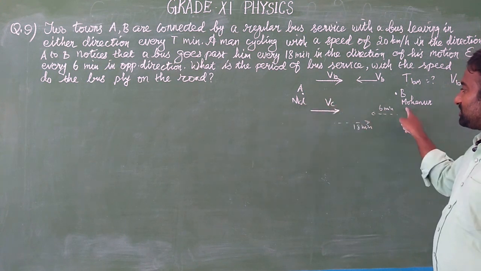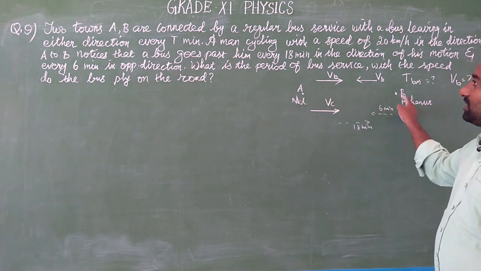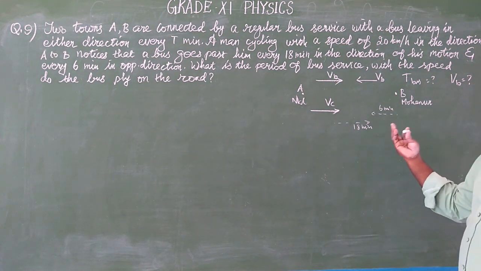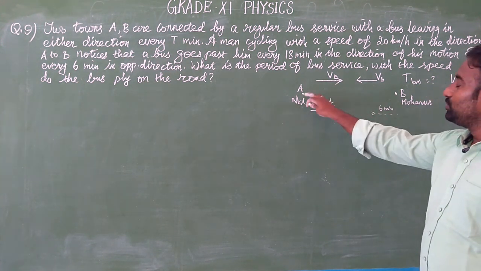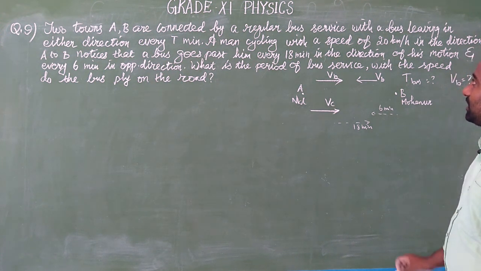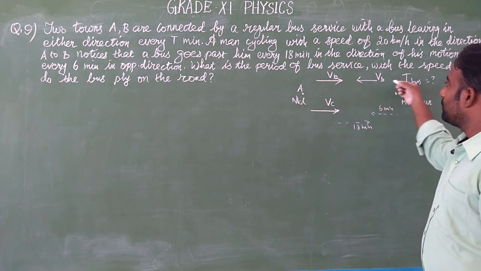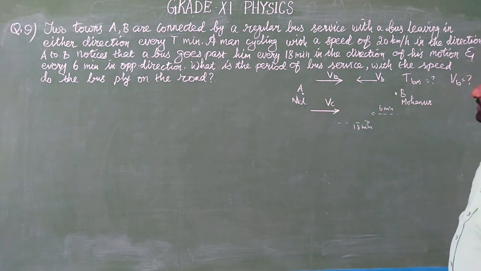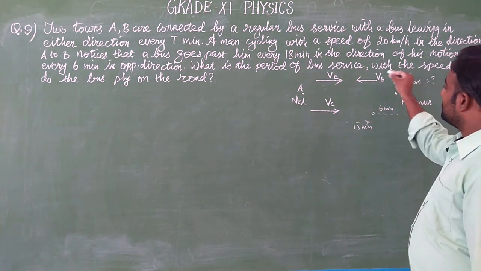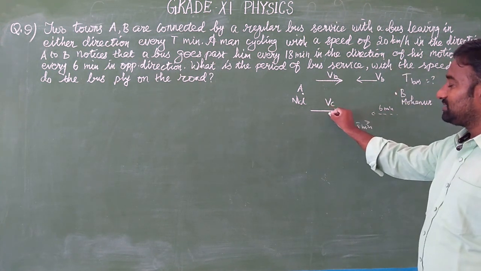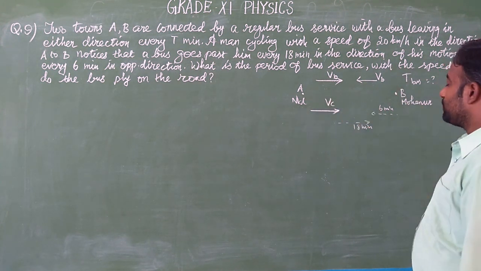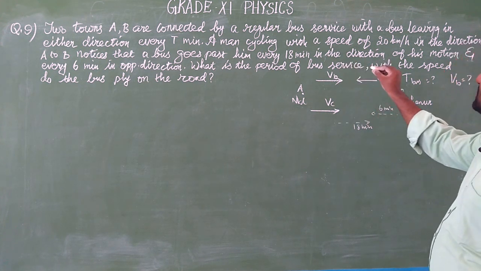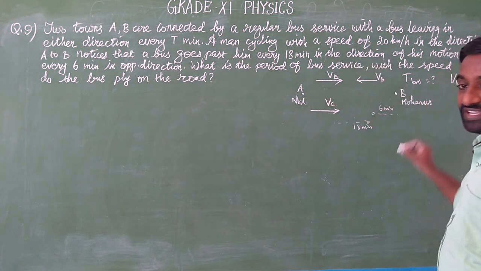There are two towns, town A and town B, and the two towns are connected by a regular bus service. It may be a town bus or private bus. The bus is flying on a road in either direction every 10 minutes. And now the cyclist from town A to town B is moving. While he is moving, every 18 minutes in the direction of his motion, he noticed the bus.